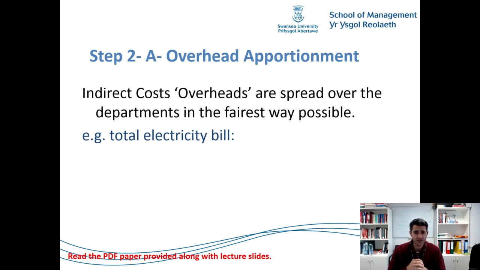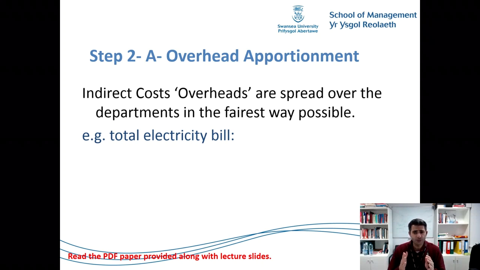If we have a factory, right guys, this is a factory, and the factory here is divided into two production departments, Department A and Department B. Department A has 70% of the floor, so they occupy 70%, and Department B occupies 30% of the factory.